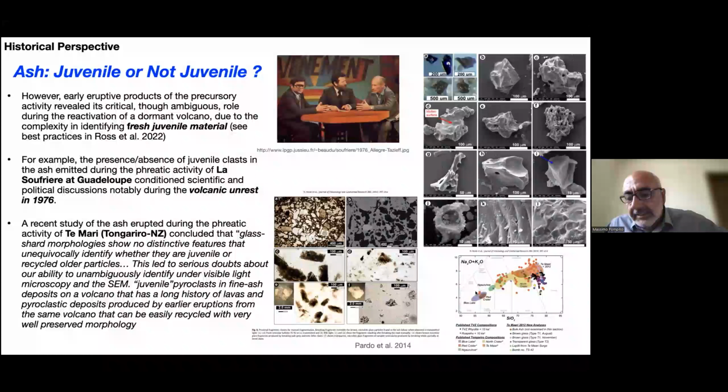One of the possible solutions is to look at the composition. We assume that fresh magma will have a very homogeneous composition. If you have all the compositions of the same volcano from basalt to rhyolite in the same ash, probably the material is not fresh.